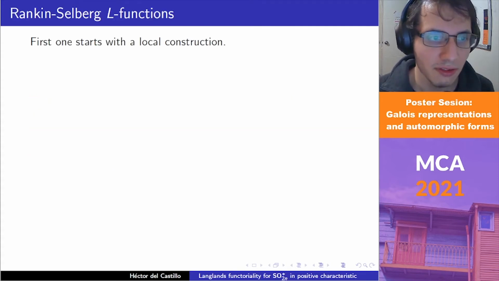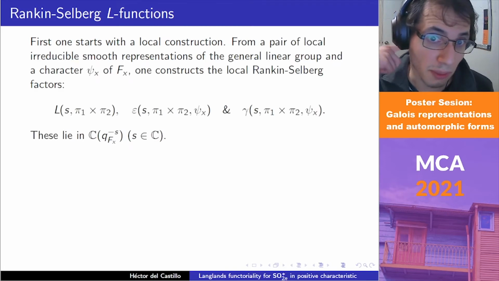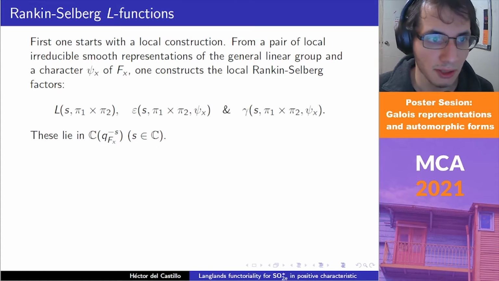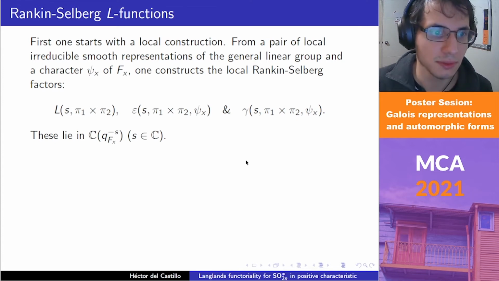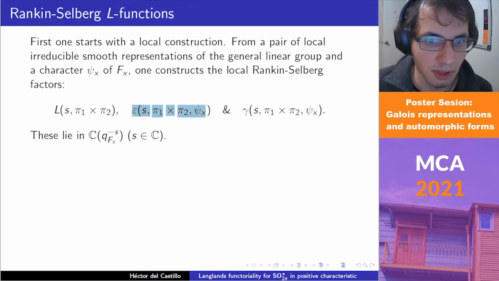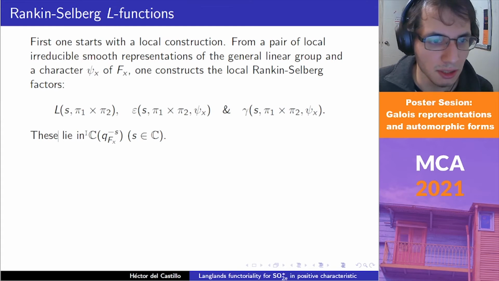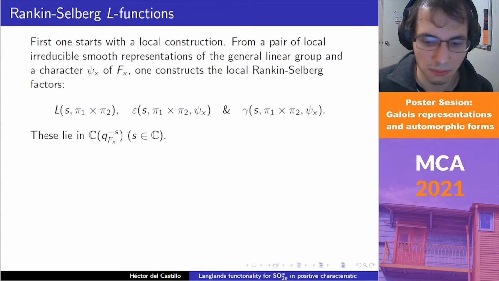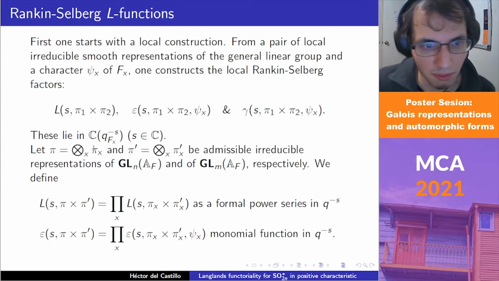In order to define the L functions, first we want to start with a local construction. From a pair of a local irreducible smooth representation of the general linear group and a character χ of F^×, one constructs the local Langlands-Shahidi factors: the L functions, the epsilon factors, and the gamma factors. These lie in this field. Then from this we can construct the global function.